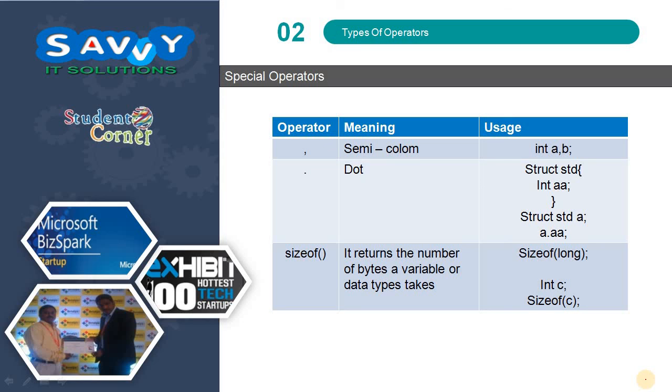And the last operators are special operators. One is comma, second one is dot, and third one is sizeof. Comma represents the variables, dot represents a relation between a structure and a structure variable, and sizeof returns the number of bytes a variable or a data type takes. Here it prints 4 bytes, here it prints 2 bytes of memory it occupies. Okay, thank you.